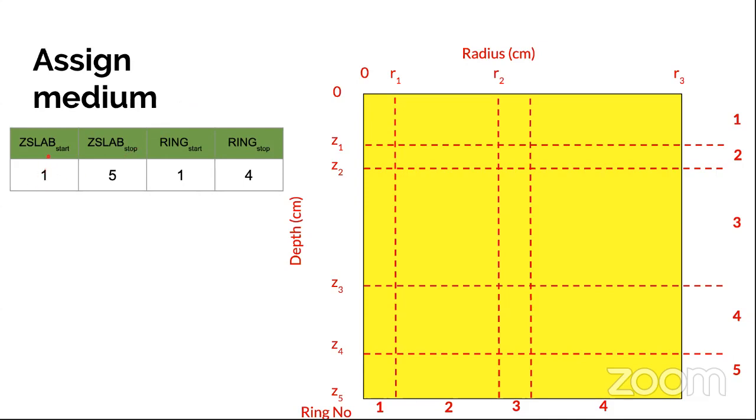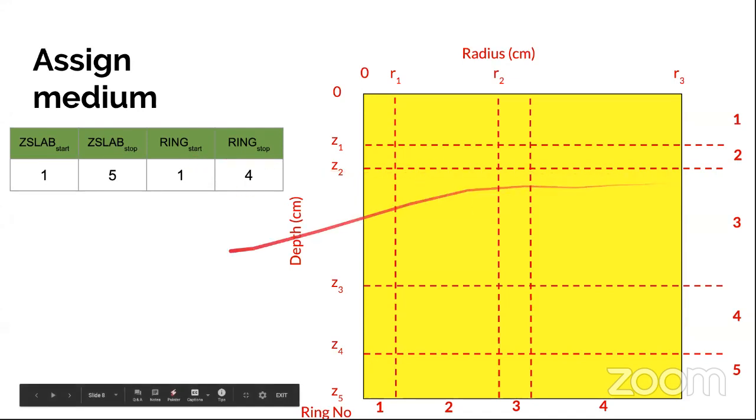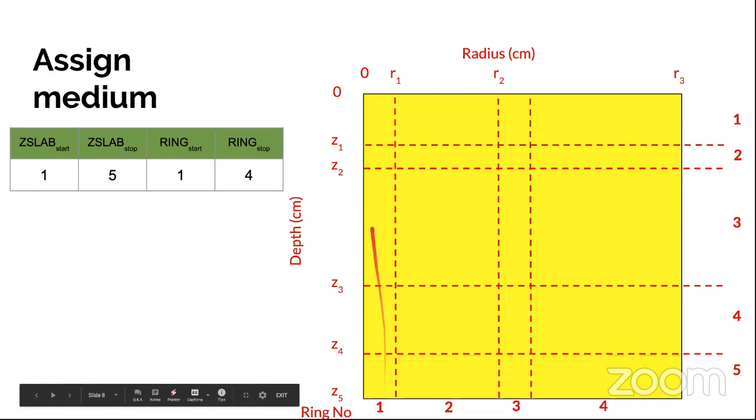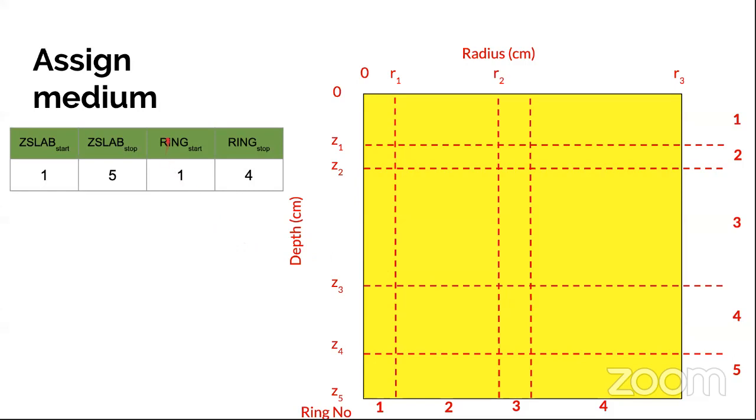Here, for example, we're defining the start of a Z slab in this direction. And the ring is in this direction. So when we assign a medium to something, Z slab start 1 to 5, it means we go to these 5 regions. Okay, Z. So we're talking about these regions here, 1 to 5, the zones. And ring start from 1 to 4.